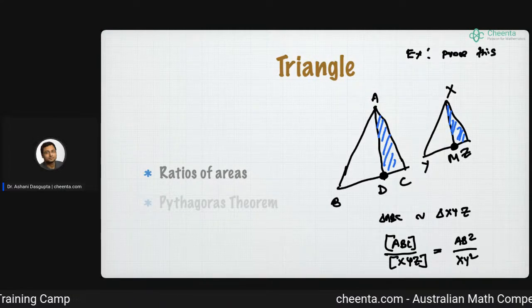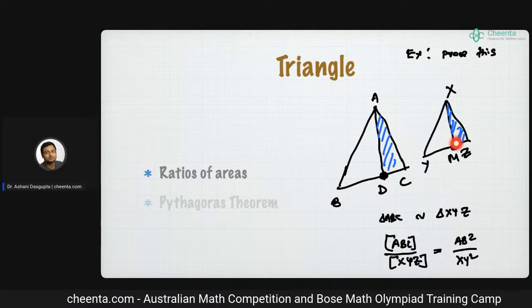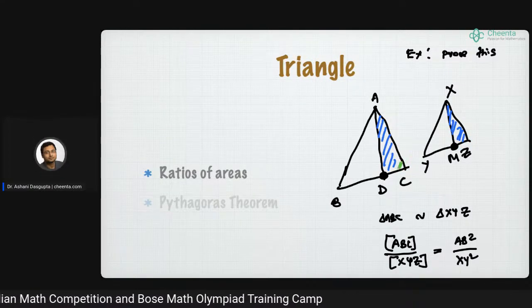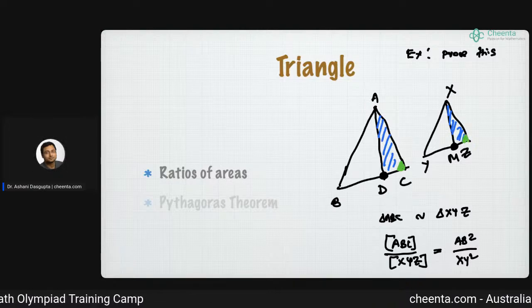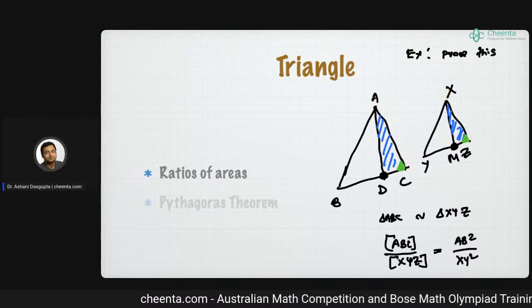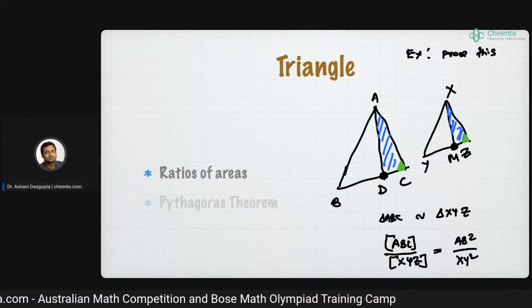So that's easy to see actually, because this is 90° and this is 90° by construction, and angle C and angle Z are equal because you do the construction on the corresponding sides. So the green is equal to the green, so the remaining angles will be equal. So these two little triangles, the blue ones, will also be similar to each other.